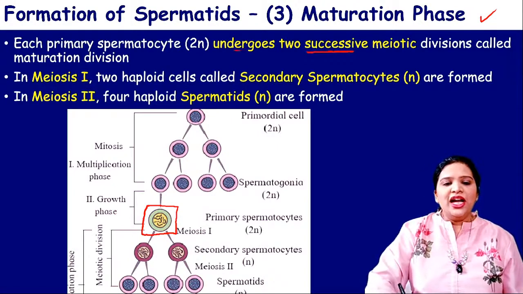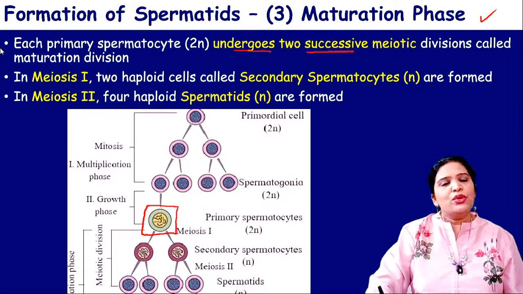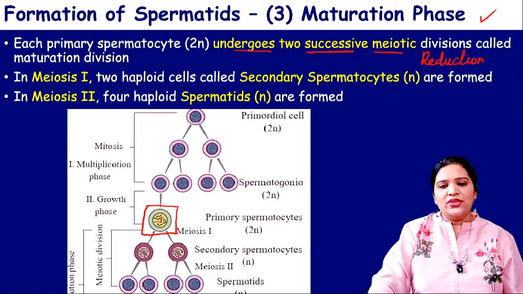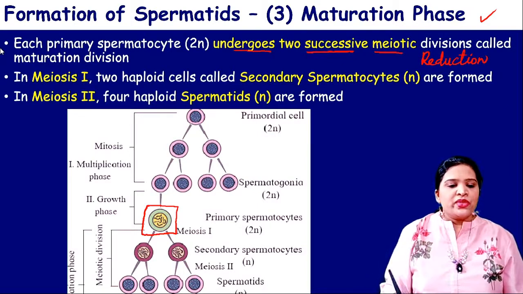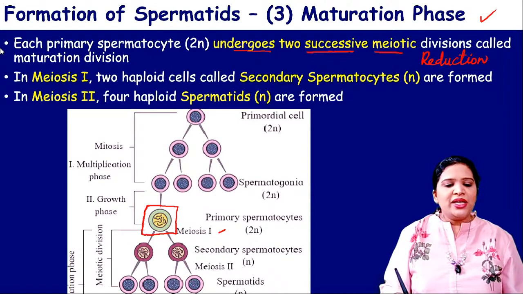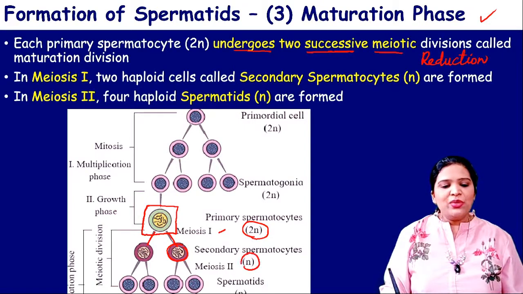Okay, they undergo two successive meiotic divisions. So what is meiotic division? Meiotic division is called reduction division, right? So in the first meiosis, one cell becomes two cells. So look here, the 2n number of chromosomes became n number of chromosomes. That means 46 chromosomes became 23, right?